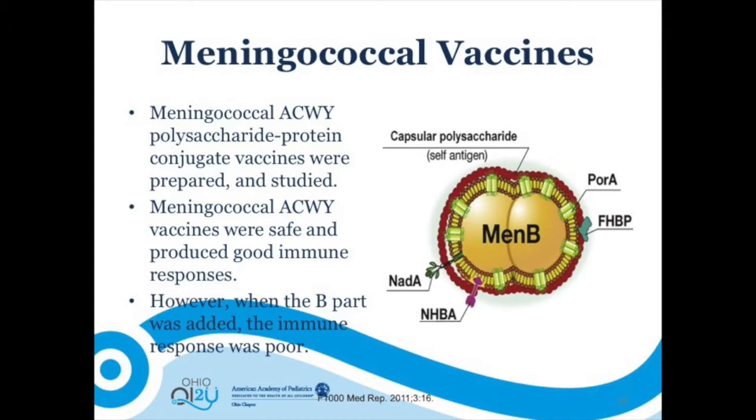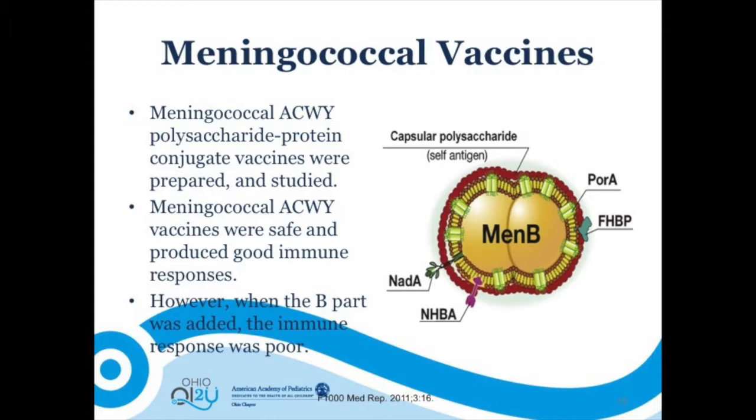So in going about trying to make this ideal meningococcal vaccine, it would be a meningococcal A, B, C, W, Y polysaccharide protein conjugate vaccine. And so in trying to make it, they added the different antigen components and then tested. The meningococcal ACWY polysaccharide protein conjugate vaccines were safe and produced good immune responses when tested in clinical trials. However, when the B part was added, the immune response was poor.